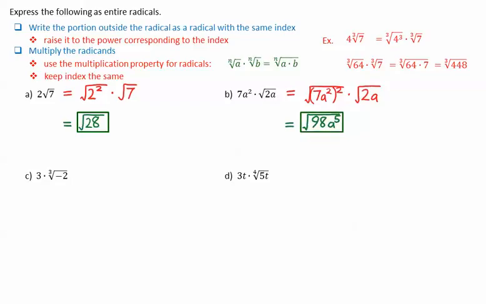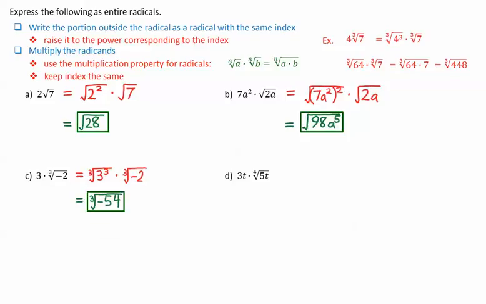For question C, here we have a cube root. So that 3 that is outside of the radical is going to be raised to the power 3, and then you'll take the cube root of that. The cube root of 3 cubed times the cube root of -2. Note here that 3 cubed is equal to 27. We then multiply 27 times -2, giving us the cube root of -54.